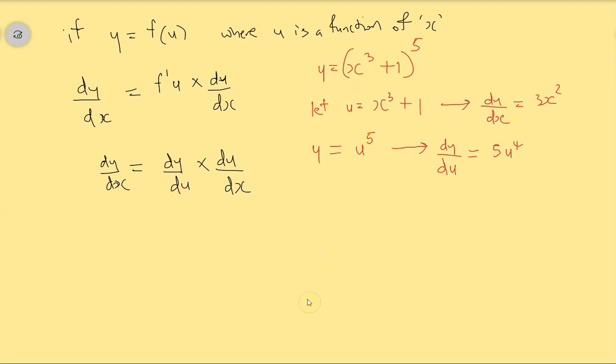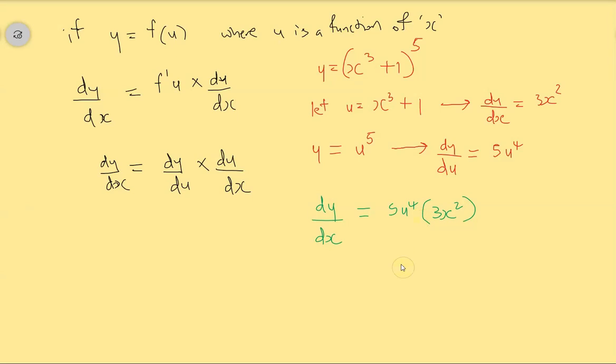Good. Now all we need to do is just plug in these results in the formula. Therefore dy dx would be equal to dy by du, which is 5u to the 4th, multiplied by, could use a bracket, multiplied by du dx, or du dx is 3x squared.